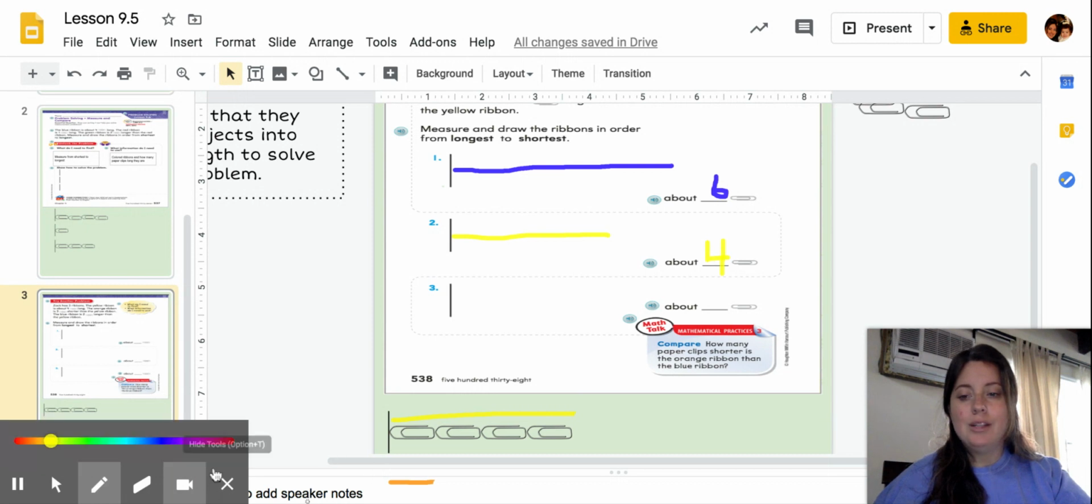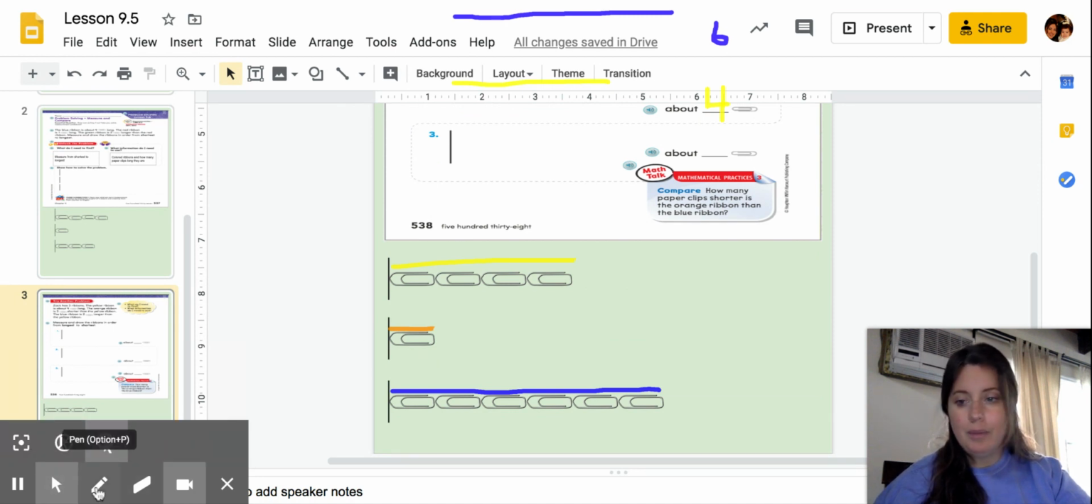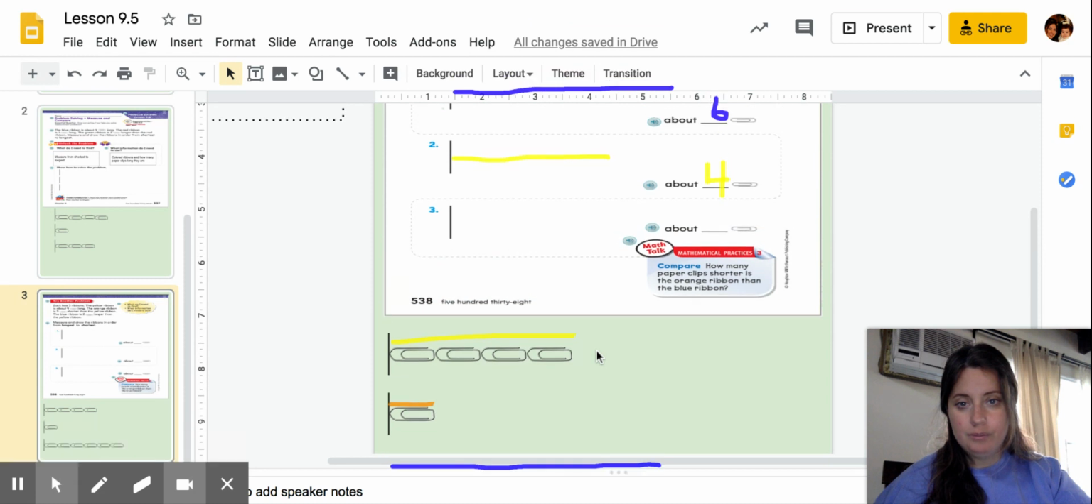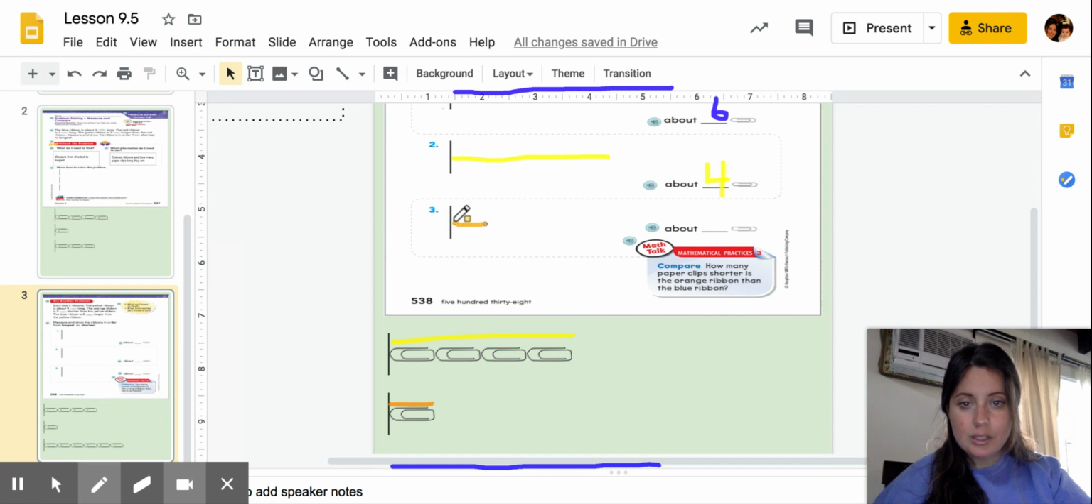And of course, our shortest, if you said orange, you're correct. So our orange one was only about 1 paper clip long. We figured out. So I'm going to make it very short and put the number 1 because it was about 1 paper clip long. All right. Okay. So I know that this was a lot of information to take in for the day.